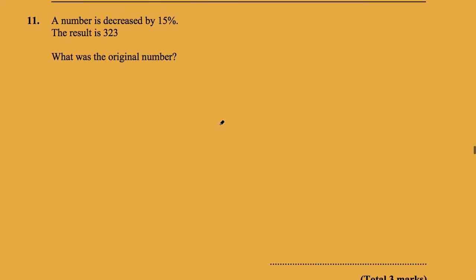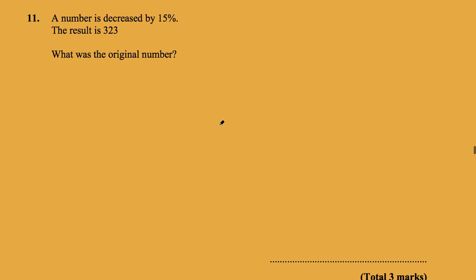A number is decreased by 15%. The result is 323. What was the original number? This is the same type of question as the price after a sale. It's an inverse percentages question, working backwards, or reverse percentages. So my number decreased by 15%. 100 minus 15 is 85. So 85% of my original number is 323.